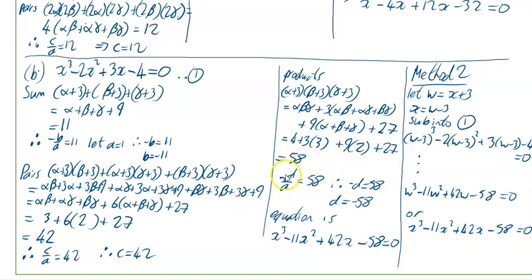So again, minus d over a is 58. And remember your a is 1. So that means minus d equals 58, or d is equal to minus 58. So again, your equation, this is just your ax cubed plus bx squared plus cx plus d equal to 0. Sub in all your values for a, b, c, and d, and you get x cubed minus 11x squared plus 42x minus 58 equals 0.